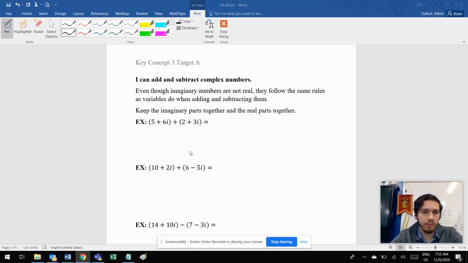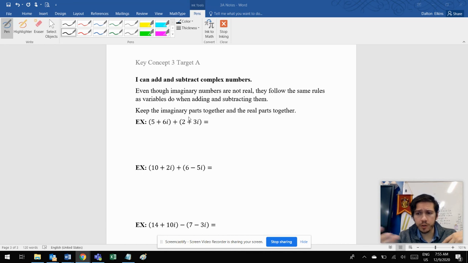imaginary components to them. So even though imaginary numbers are not real, they follow the same rules as variables do when adding and subtracting them. So our goal today is to keep the imaginary parts together and then keep the real parts together. We're essentially going to be looking at each piece as one of two things. A piece is either real or it's imaginary.